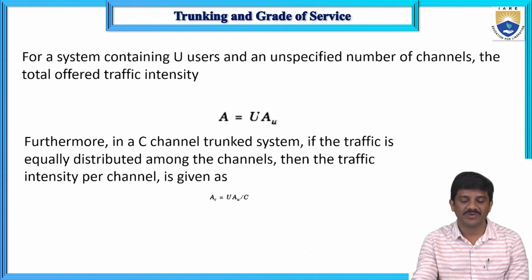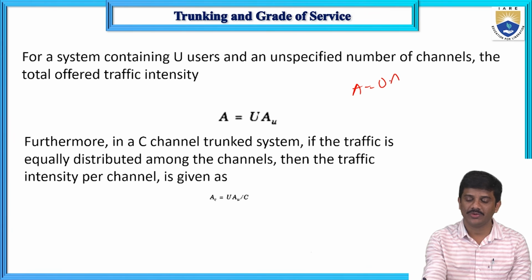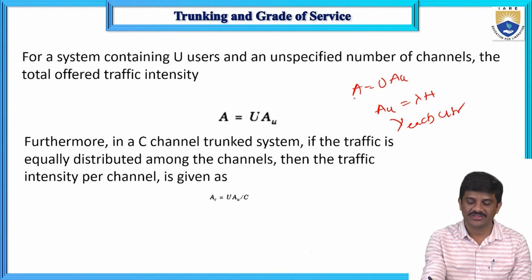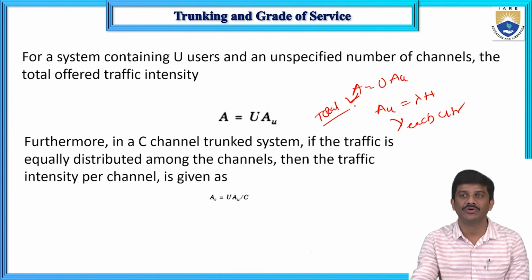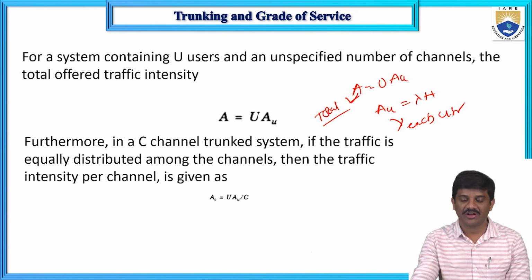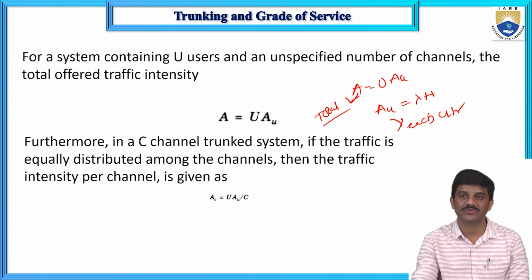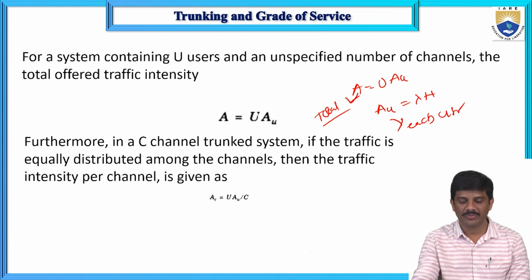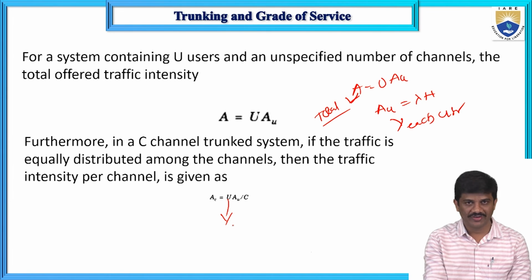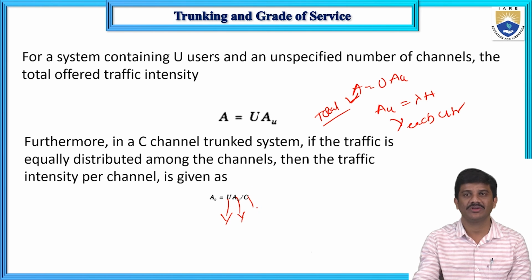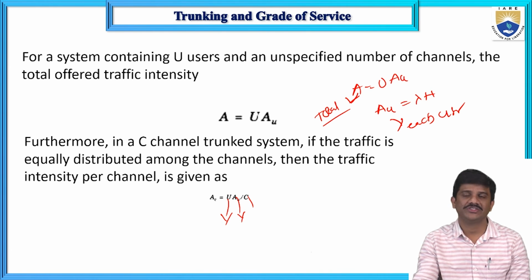Okay, for a system containing U users and an unspecified number of channels, the total traffic intensity is A = U·Au. This Au = λH is each user's traffic intensity, and this is the total traffic intensity A = U·Au. And also, with the help of channels in a trunked system, the traffic is equally distributed among the C channels. Then the traffic intensity per channel is given by Ac = U·Au/C. Here A is the total traffic intensity, Au is each user's traffic intensity, and C is the number of channels. Then we can go with the particular trunked system.